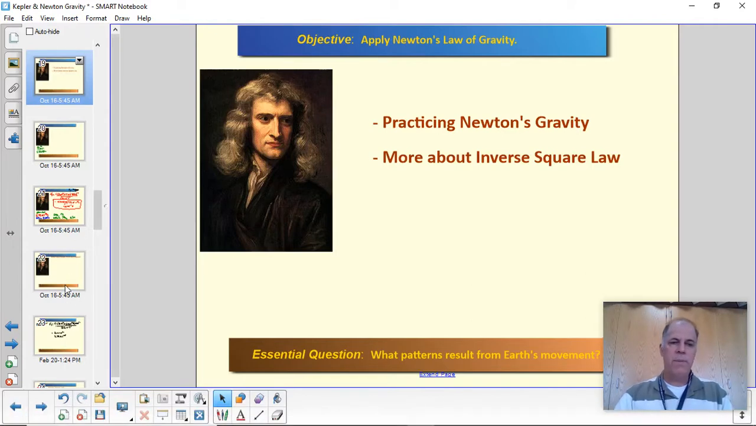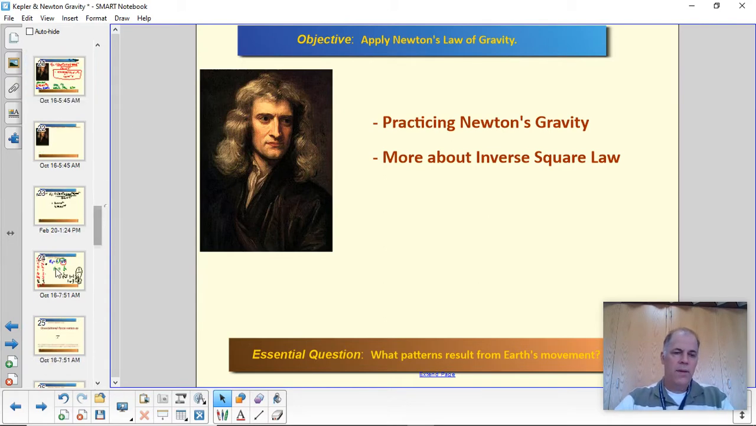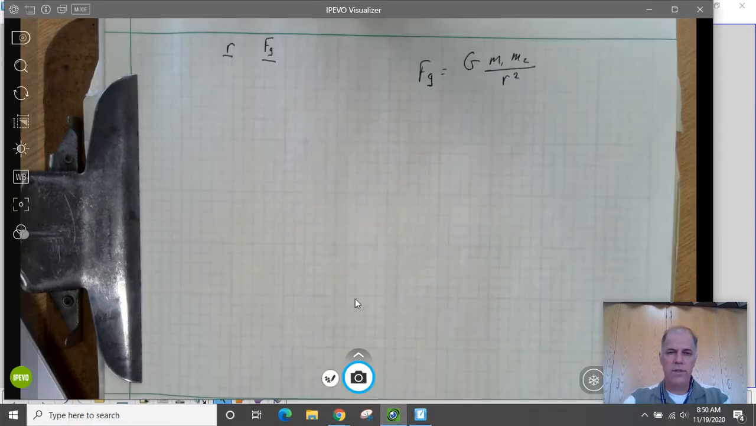Now we're going to talk briefly about the inverse square law. We'll just go straight to the shortcut here, and then I'll explain why it is, because I'm not sure I'm going to have time to do it in this. So let's go back to the screen here.